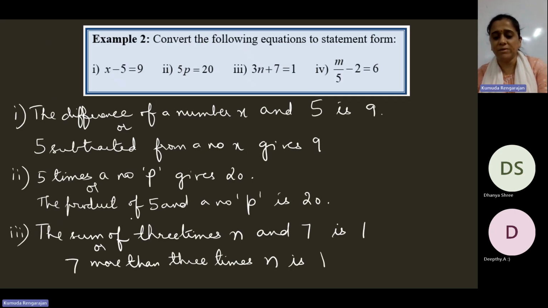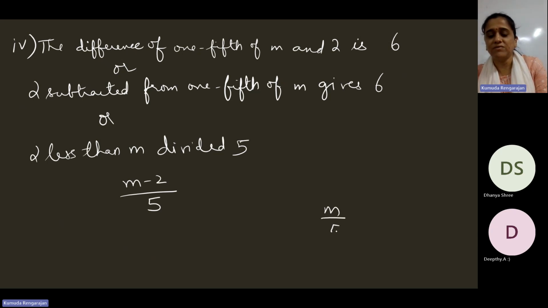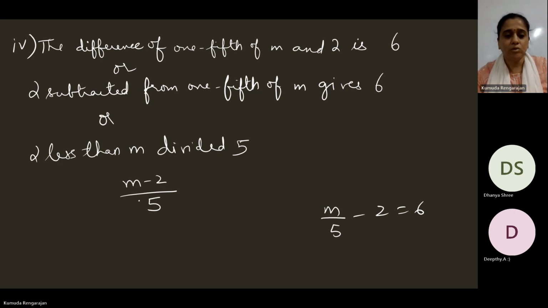M by 5 minus 2 is equal to 6, right? So you're saying 2 less than m divided by 5. So 2 less than m is this one, divided by 5 is 6. So it may not convey the meaning exactly. Or you should put a comma. 2 less than, put a comma. It's not 2 less than m.